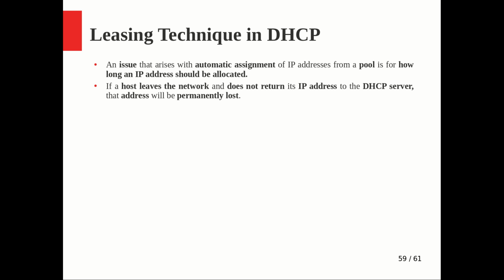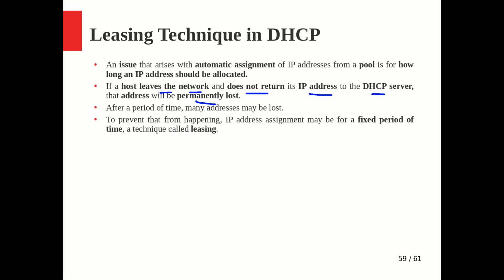If you are not giving any time restriction, what will happen? Whenever a host comes to a particular network, we allocate it an IP, but if it leaves the network without informing you and does not return the IP address to the DHCP server, the address will be permanently lost. That is a huge loss we are not ready to tolerate, because we have limited addresses. After a period of time, many addresses may be lost in this way.